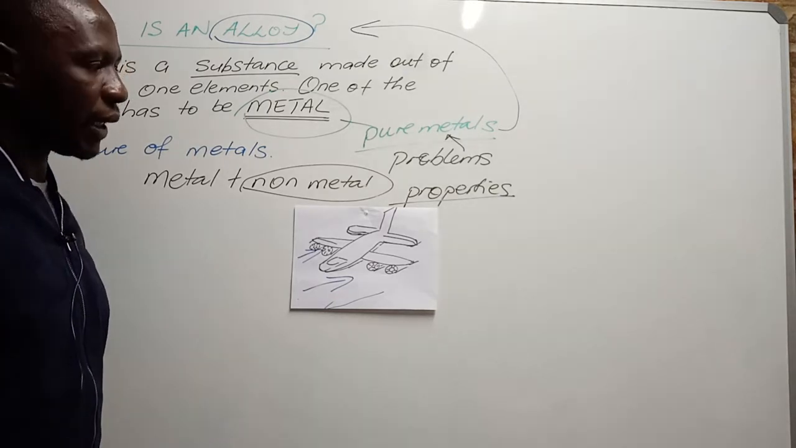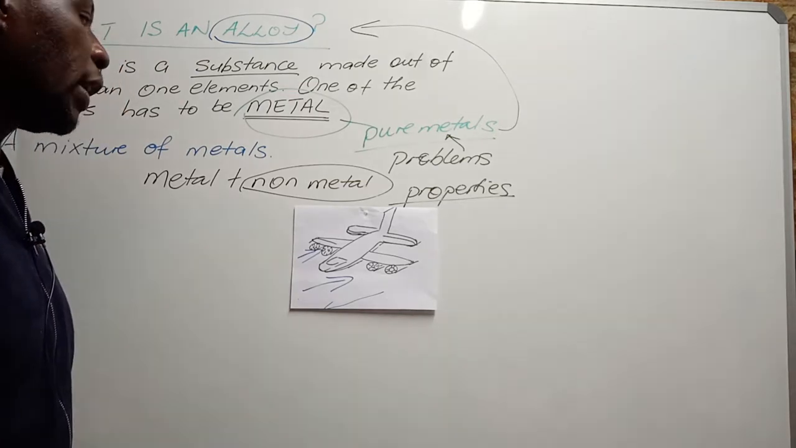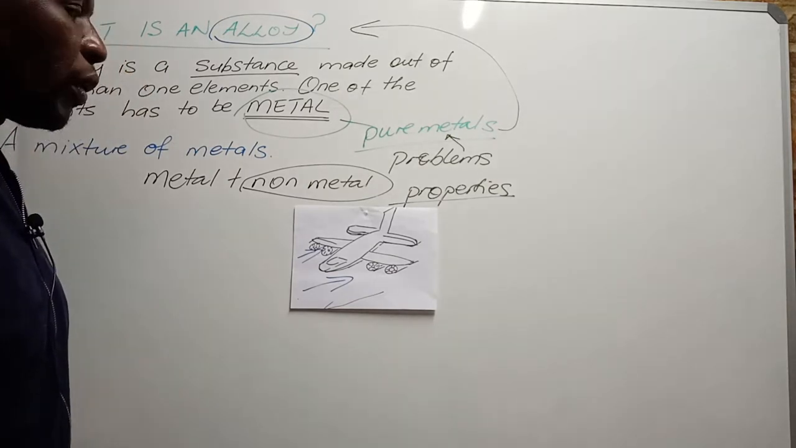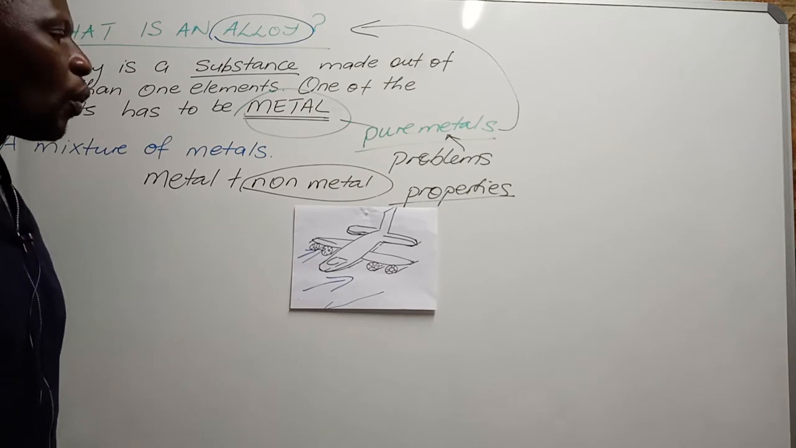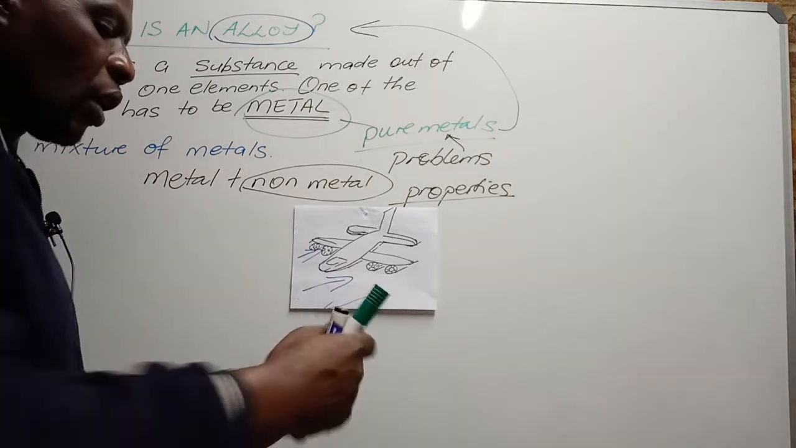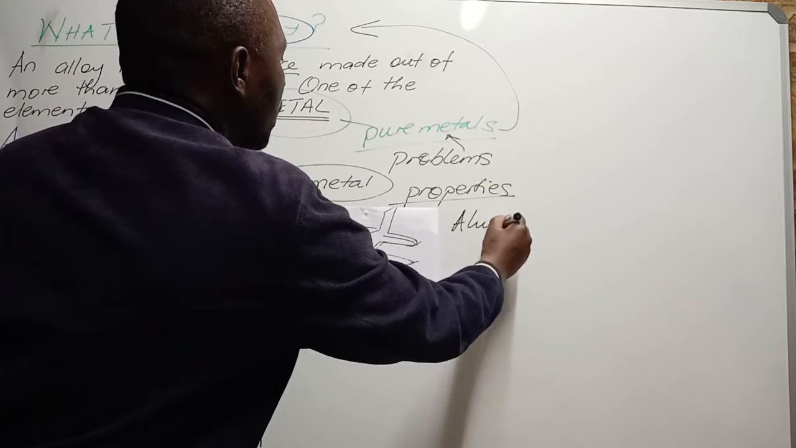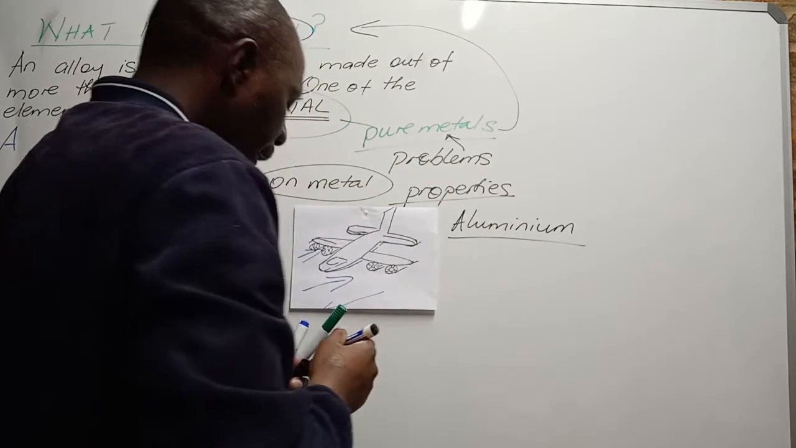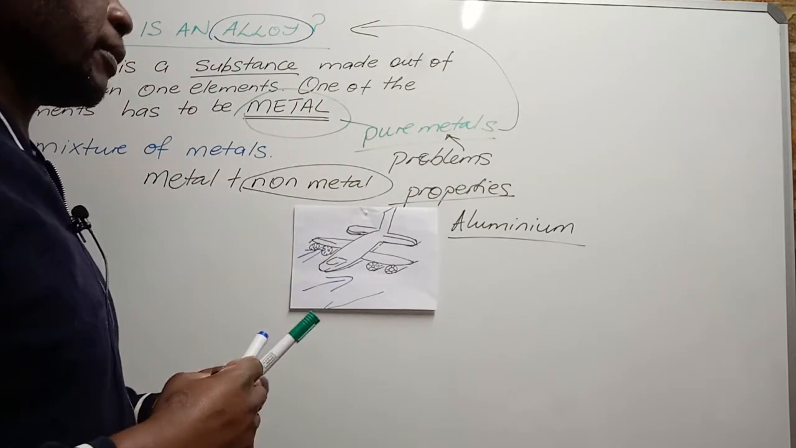So there is need of making the weight of an aeroplane as light as possible. The suitable metal which was chosen to make the body of an aeroplane was aluminium. They went ahead and made an aeroplane out of aluminium.